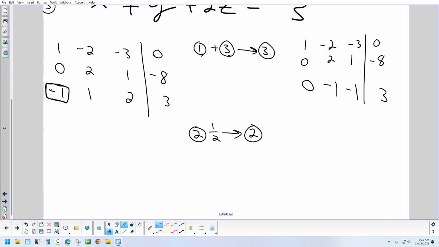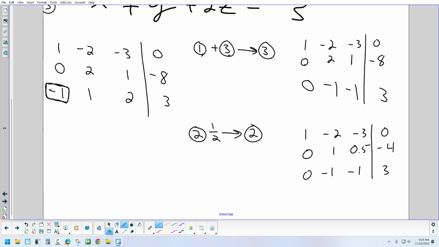Okay. What's going to happen to equation 1? Stays the same. What's going to happen to equation 3? Stays the same. I like to copy down everything that stays the same first, and then I'll write down what's changing. So we've got 1, -2, -3. We've got 0, -1, -1, 3. And now we need to take half of everything that's in row 2. Well, what's half of 0? 0. What's half of 2? 1. Half of 1? Half. And half of -8, negative. Okay.